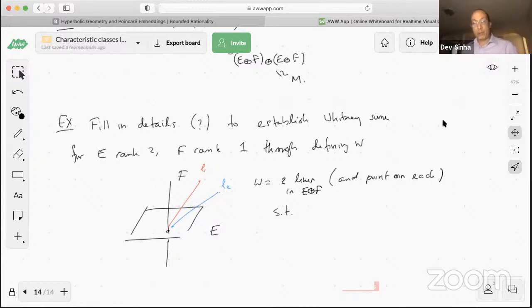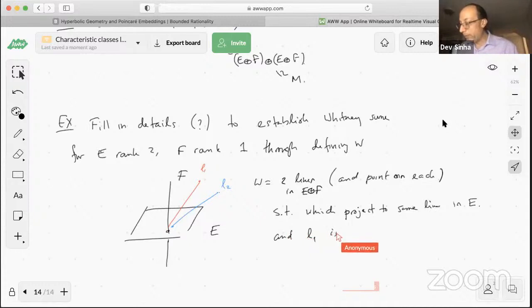I'm not 100% sure, but basically, generically at least, they project to the same line in E, and what I'm not so sure about is if L1 equals F, but L1 is sort of closer to F, while L2 is closer to E.